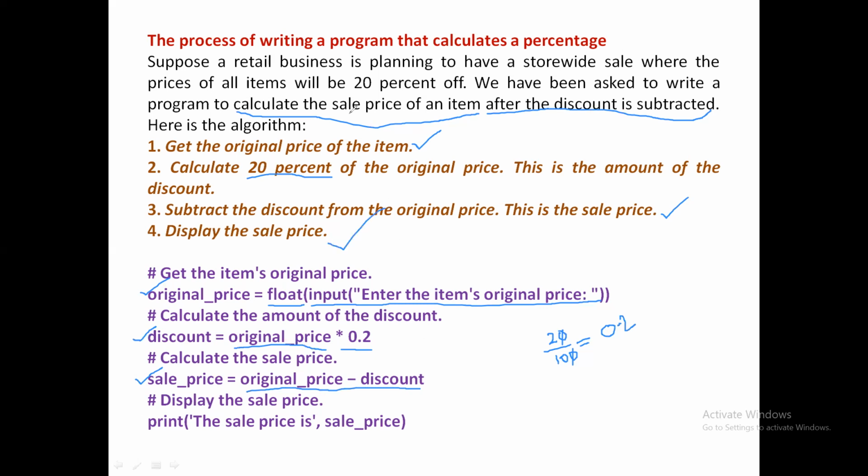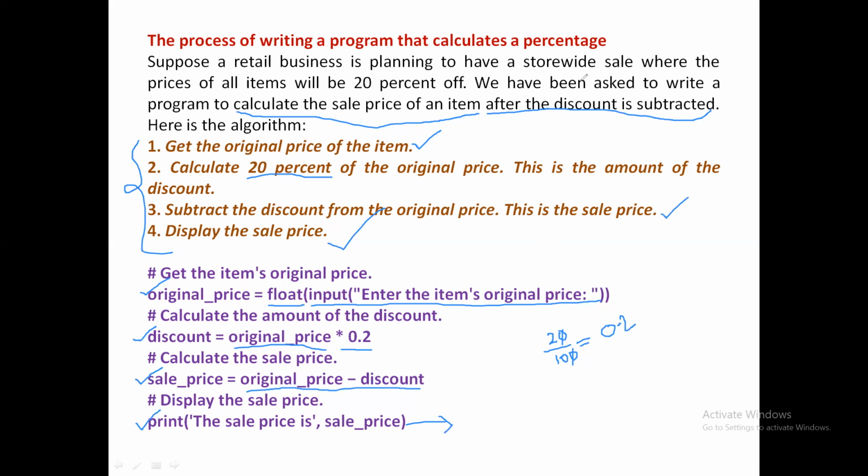So our task is to calculate the sale price of an item after the discount is subtracted. So you can follow these steps to calculate that sale price. And at the end, you can display the sale price by using a print statement. Print of "sale price is", comma, sale price. Okay, so this will produce the output, as the sale price is followed by the value of the corresponding item.